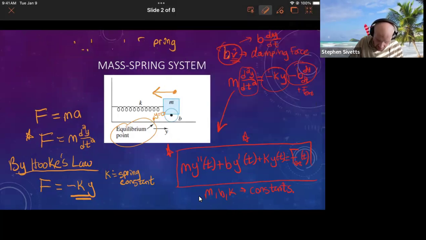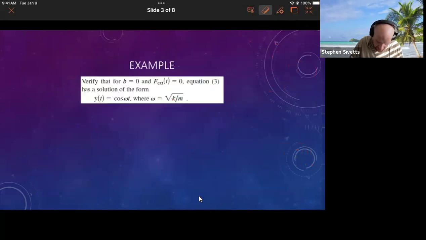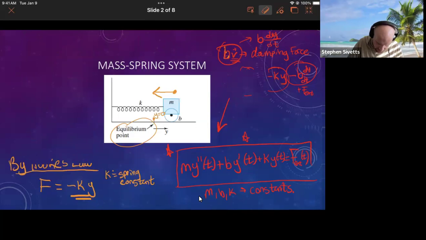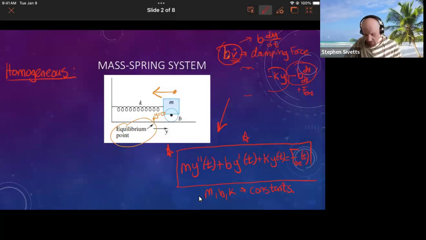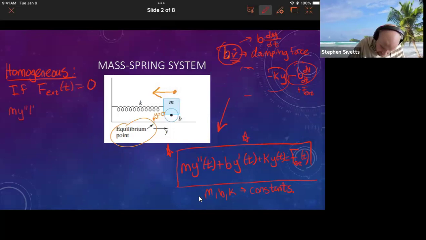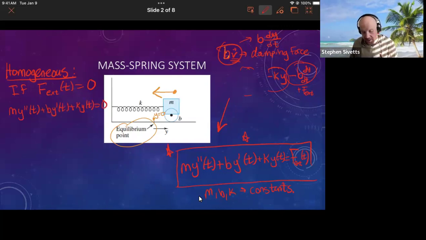Let me erase this. Don't worry, we'll get to that soon. So, you're going to deal with second order differential equations that are homogeneous if this function of t is equal to 0. So essentially, you have a second order differential equation that equals zero, right? So the right-hand side will always be zero.